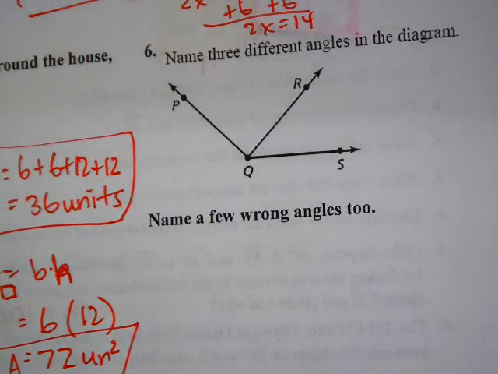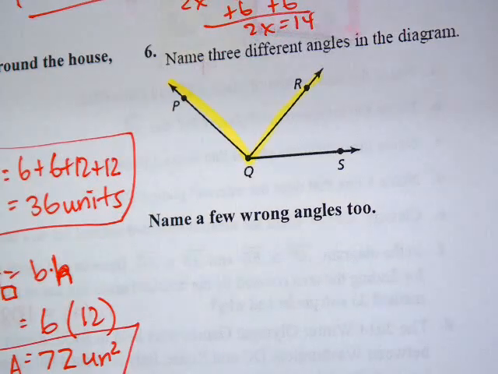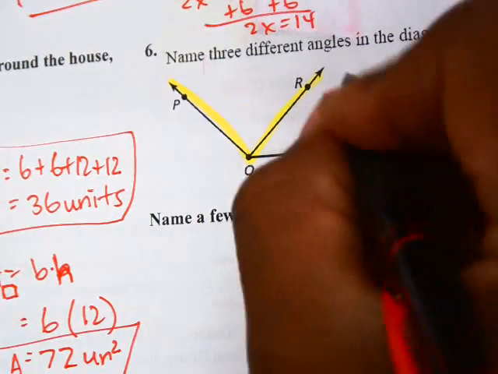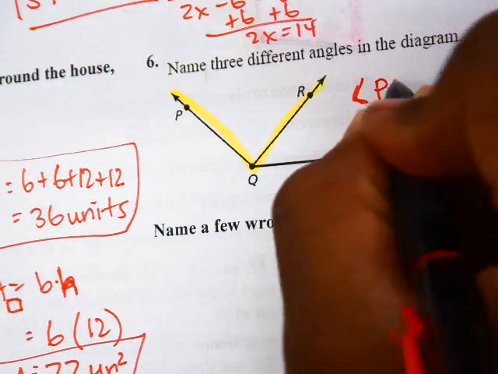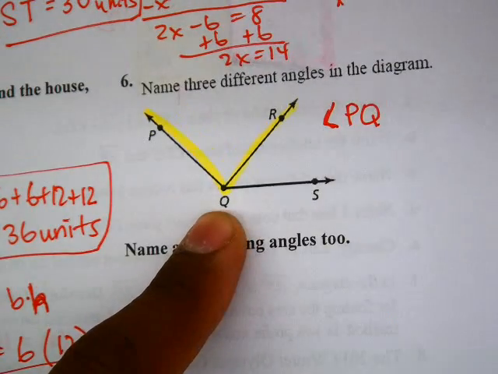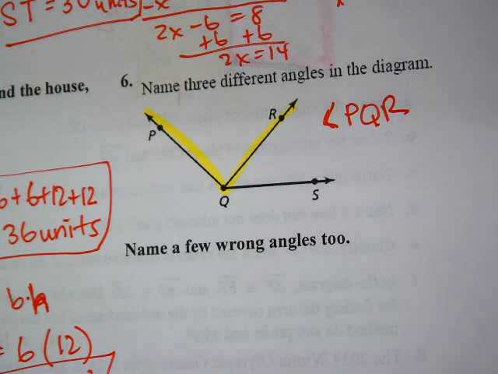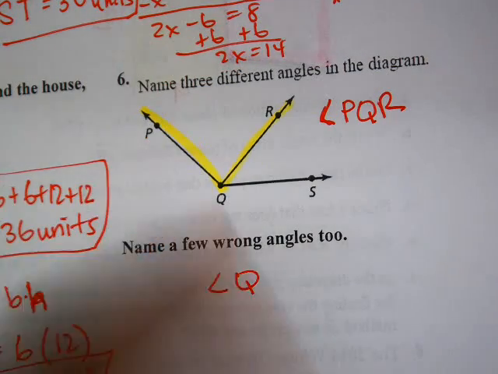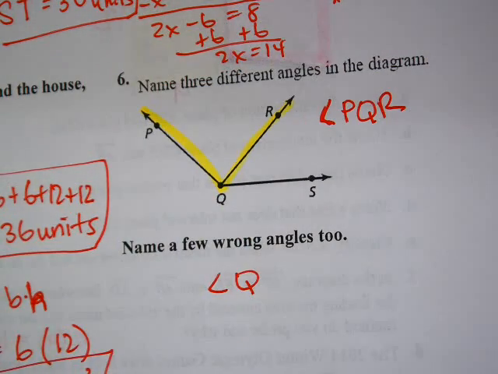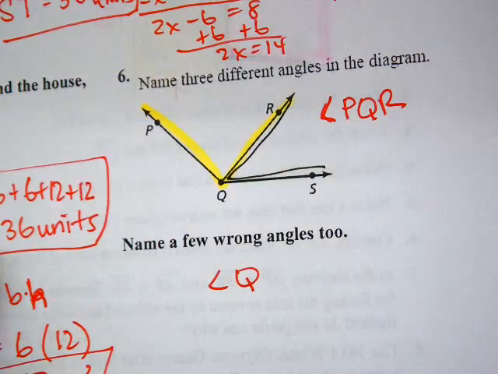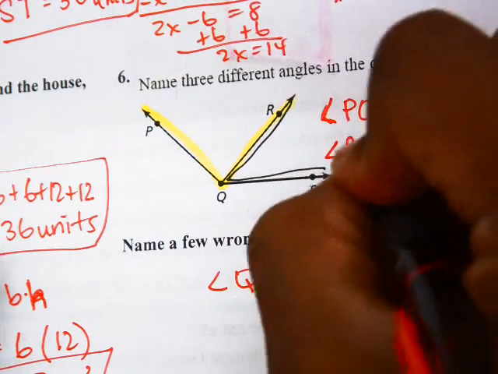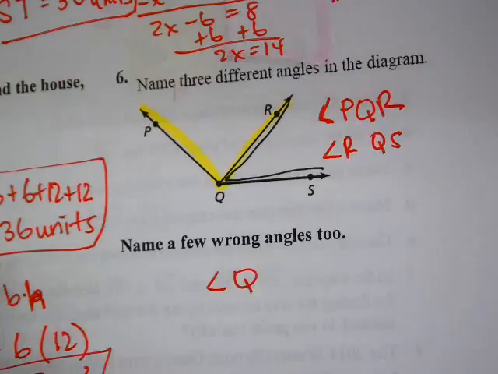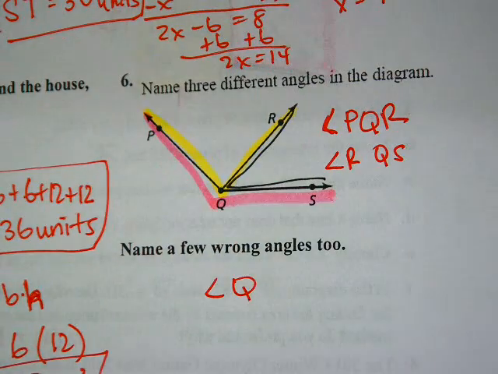Number 6, I'm supposed to name 3 different angles in the diagram. Okay, so let's start with this one. That's angle PQR. You have to make sure that the vertex is in the middle of the 3 letters. A lot of people try to just name this as angle Q. That's not good because I don't know which one you're talking about when you say angle Q. So we need 3 letters there. So RQS is another one. And the whole thing, PQS, is another one.